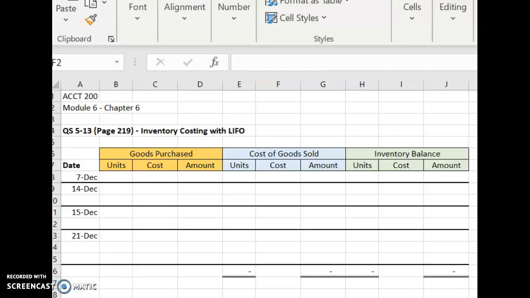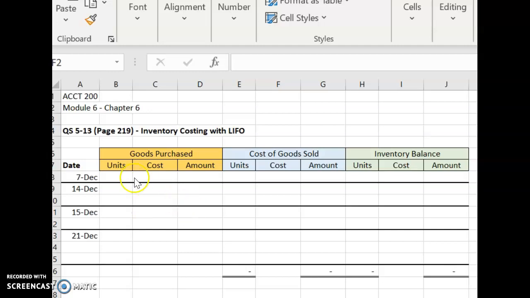In QS 5.13, we're to refer to the information from QS 5.10, and we are to value the cost of goods sold and the ending inventory based on the specific identification method. And it tells us that in the information of the units sold, 8 are from the December 7th purchase and 7 are from the December 14th purchase.